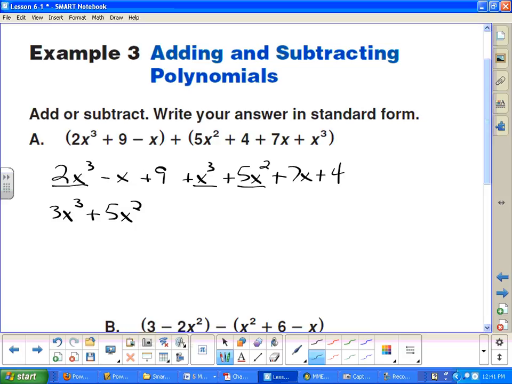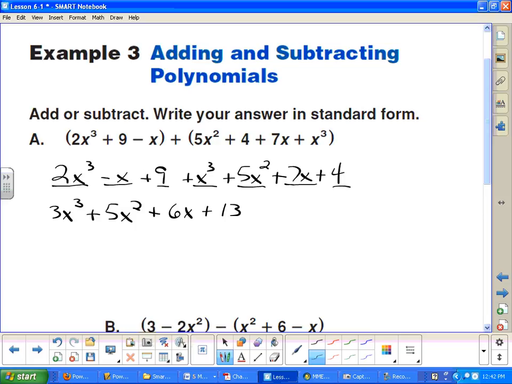Then we go to the first power. So we have negative x, positive 7x. So negative 1 plus 7 is 6. So plus 6x. And then our constants. 9 plus 4 is 13. Okay. So that's one way you can do it.